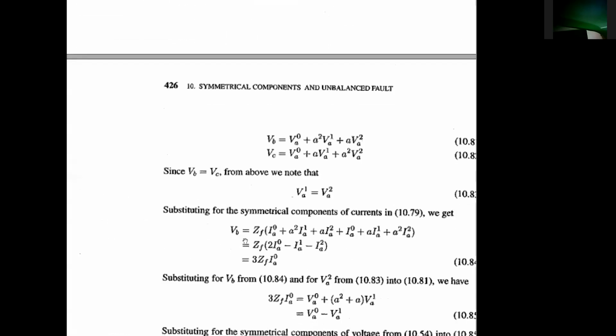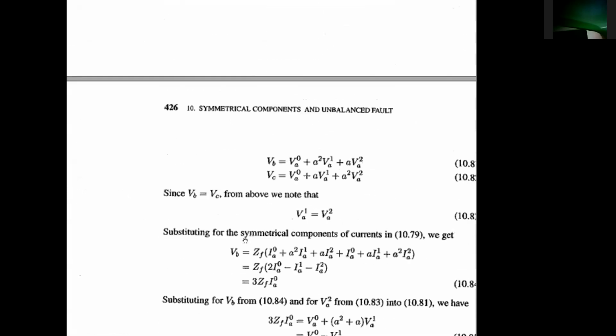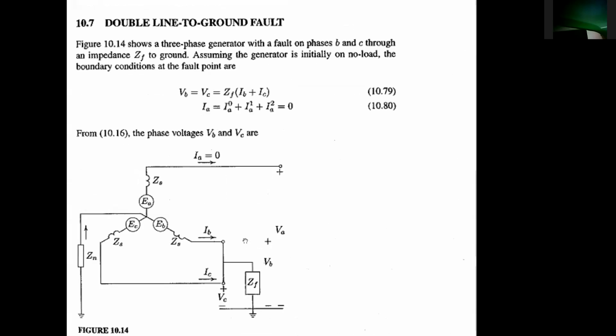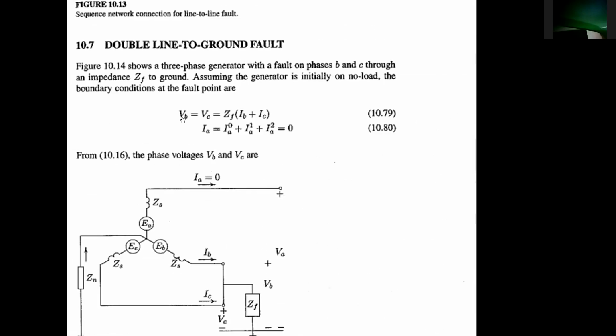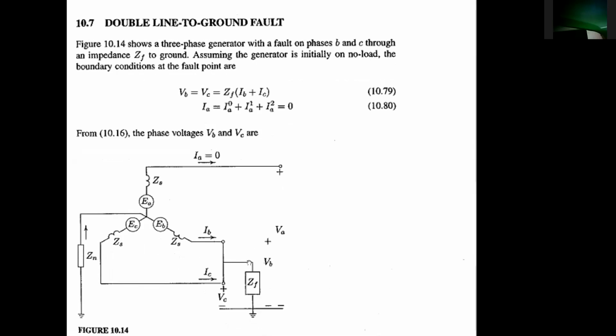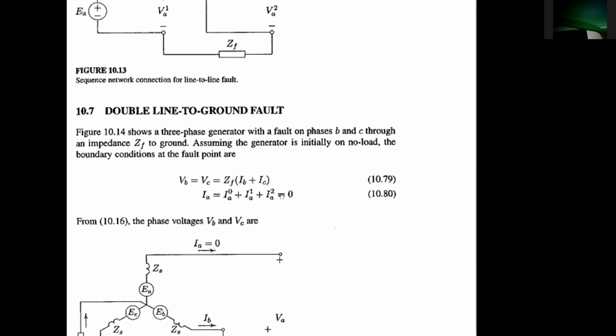The drop over VB, VC will be ZF times IB plus IC, right? The voltage drop over that fault impedance for that path will be ZF (IB plus IC). So IA for this case will be only IA0, IA1, IA2, which is 0 because you don't have any current for that. Likewise, in the double line fault case, IA will be 0.